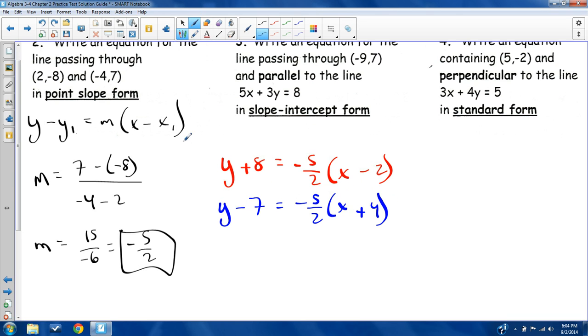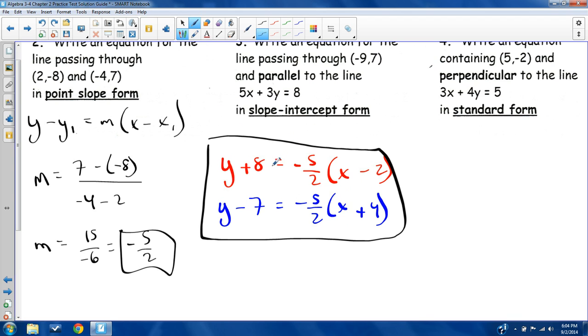These equations look different? Well, heck, they do look different, don't they? But they are the same equation. Because if I transformed either of these, or both of these, into slope-intercept form, you'd get the same exact y equals mx plus b.